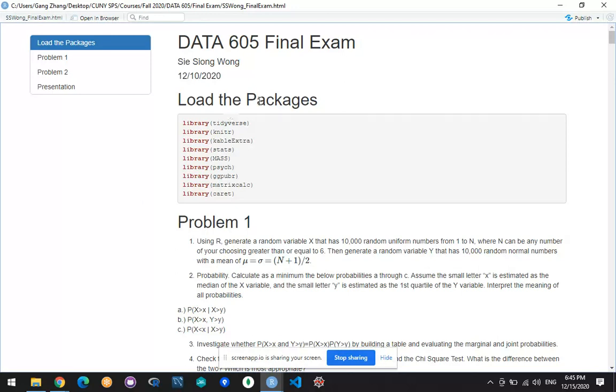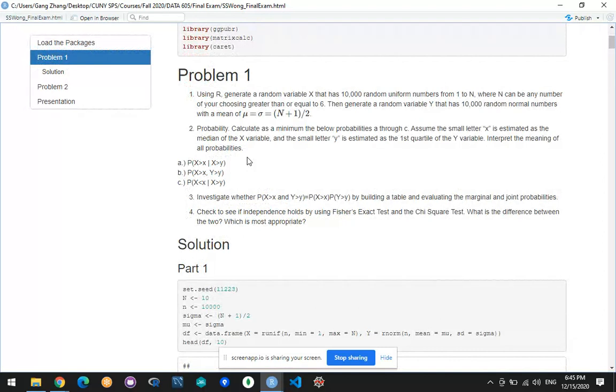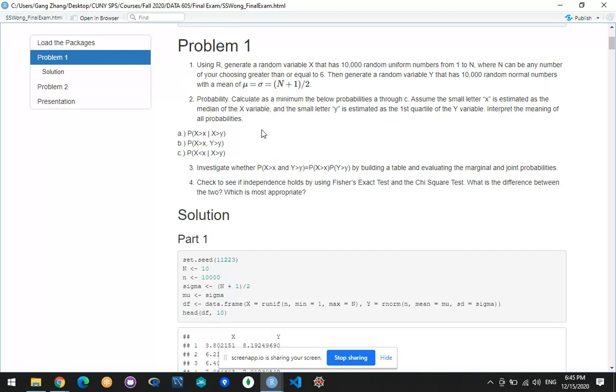First of all, these are the packages I will load to solve problem number one and number two. Those packages are the tidyverse, the MASS, and caret. So for problem number one, it's asking to generate 10,000 random uniform numbers for S, and for Y as well, 10,000 random normal numbers with these equations.